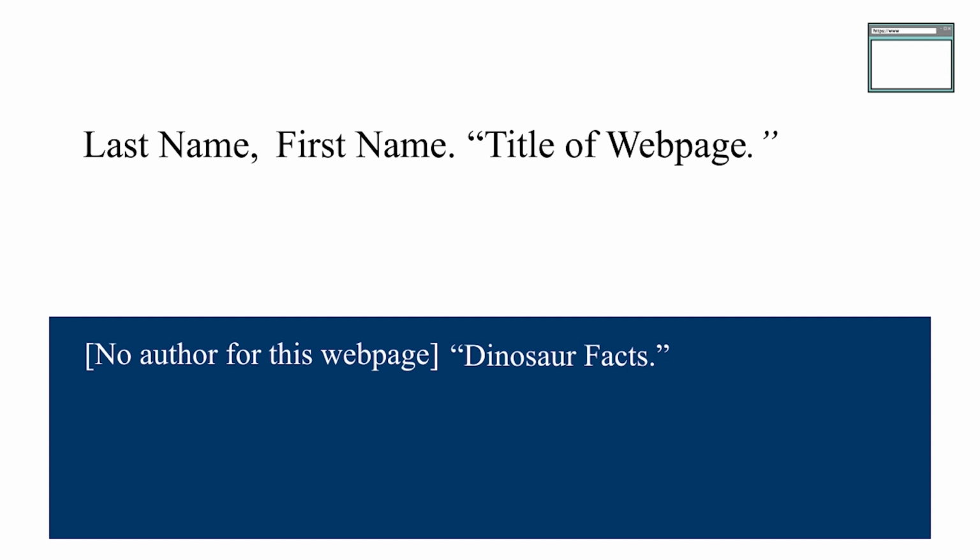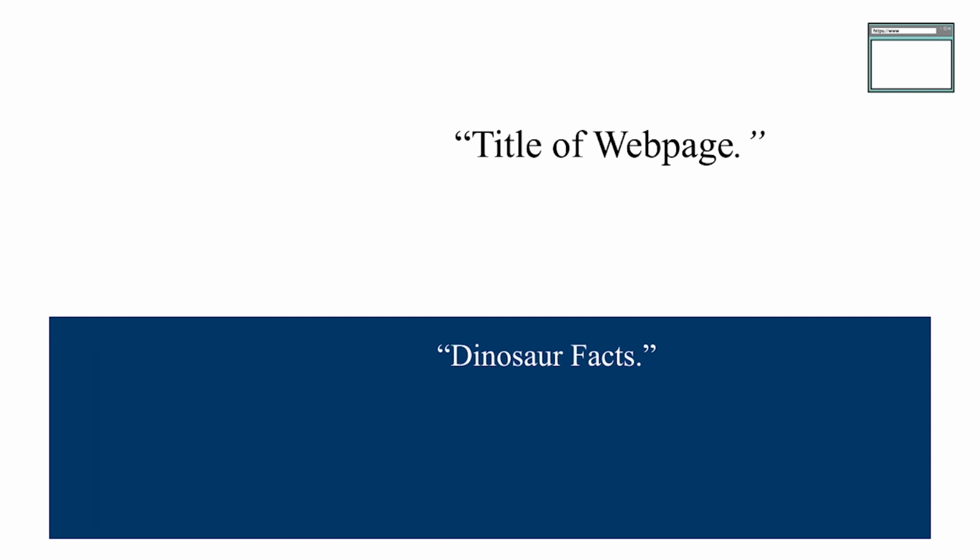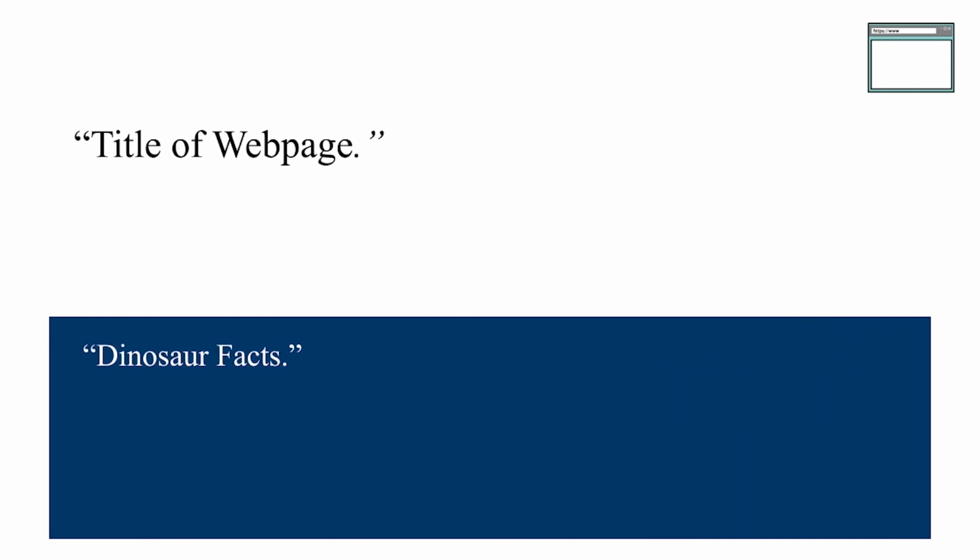Many times you won't be able to find an author for a web page. The author placeholder disappears, and the title Dinosaur Facts moves to the beginning of the citation. In that case, start with the title of the web page, in quotes, followed by a period. The web page that you're citing lives on a larger website or container.